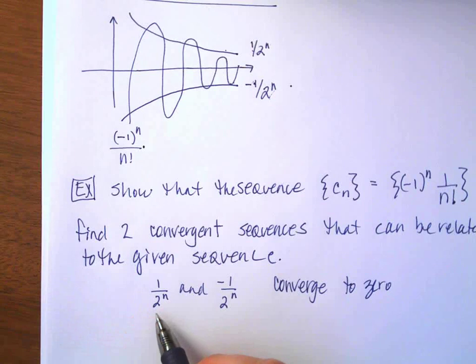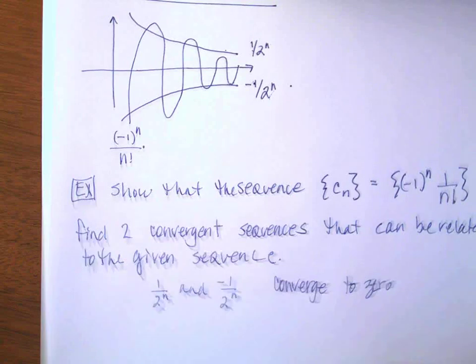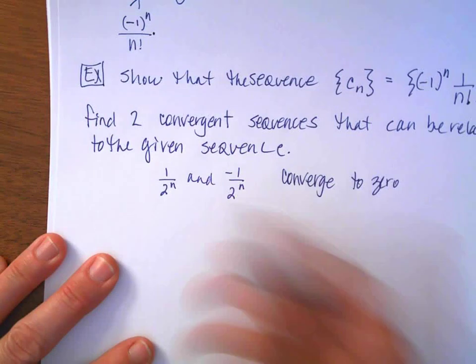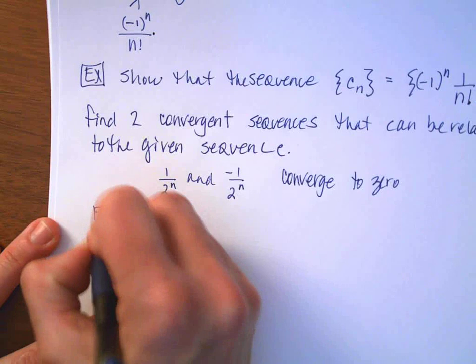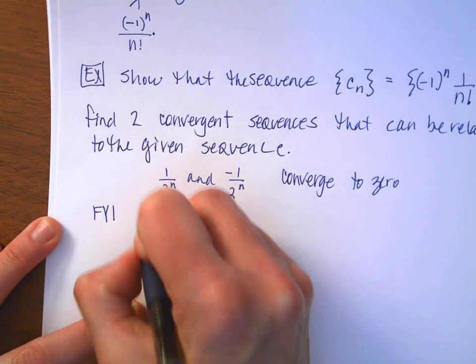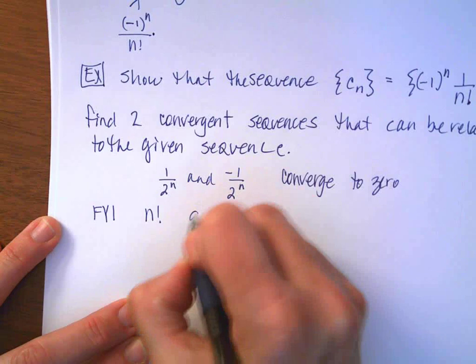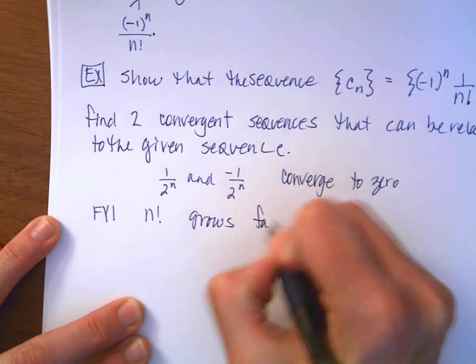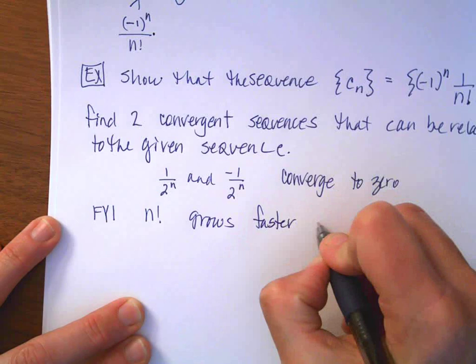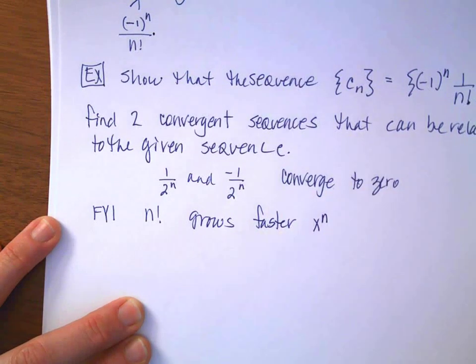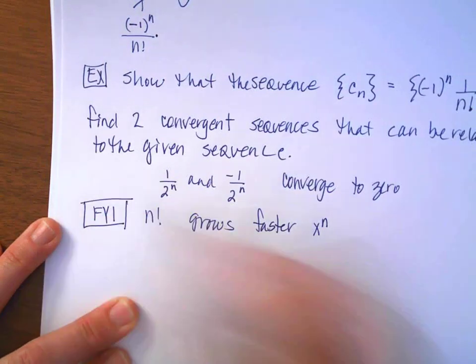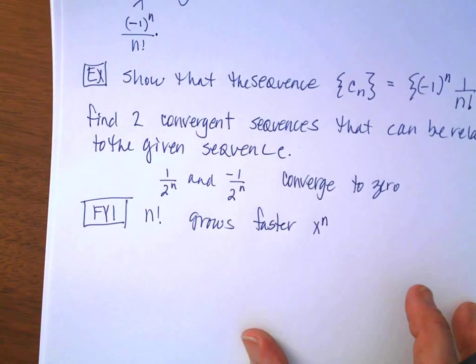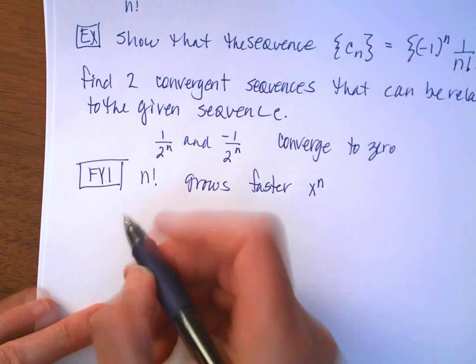And a mathematical reason for that would be as the denominator gets increasingly bigger, both functions are going to get closer and closer to 0. Okay? Just a word of reminder, an FYI: the factorial function grows faster than an exponential, so let's say x to the n. So a factorial function is going to grow faster than an exponential function. Just in case you haven't thought of that, that would be a nice thing to remember.